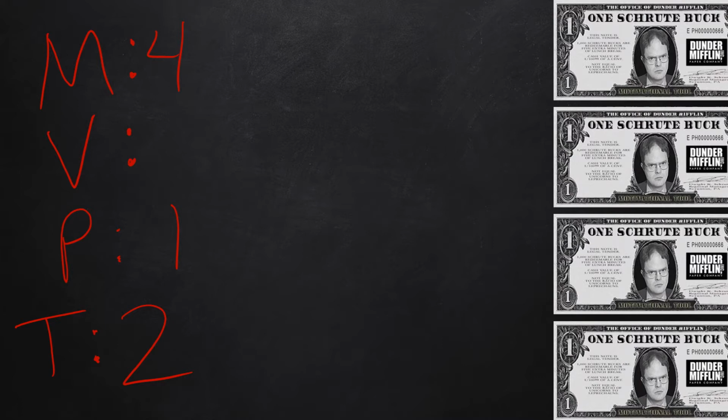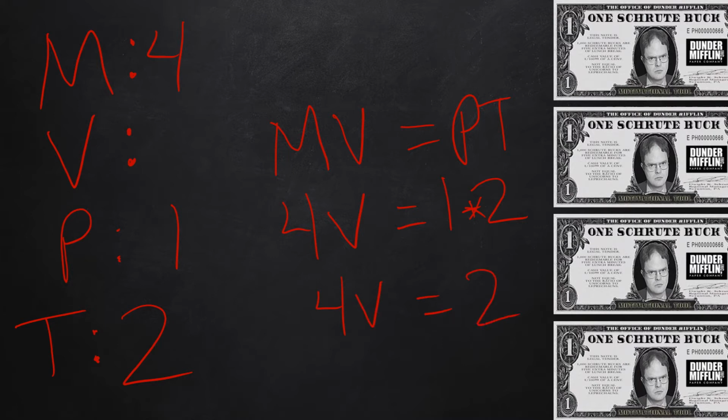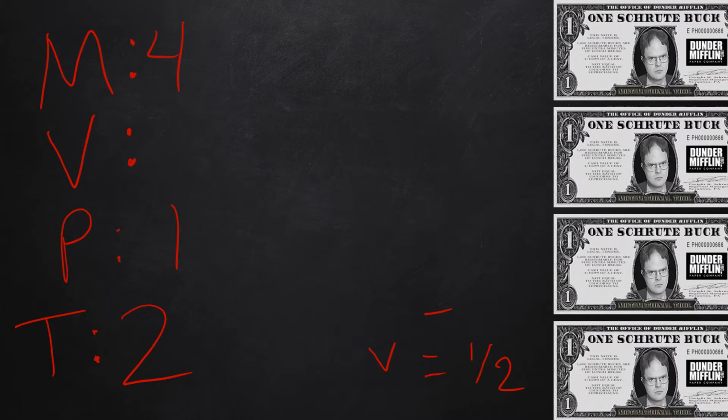And so now we can go through, and if we don't really know what V is representing here, we could still solve for this because we know that M times V is equal to P times T. And so we have 4 times V is equal to 1 times 2. And so what we have is 4V is equal to 2, or V is equal to 1/2. Okay, so we solve for that. We say, okay, V is equal to 1/2. That's fine. What does that actually mean? What's V equals 1/2 actually representing?